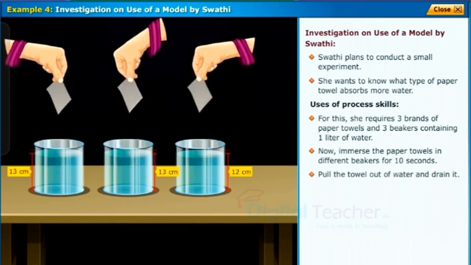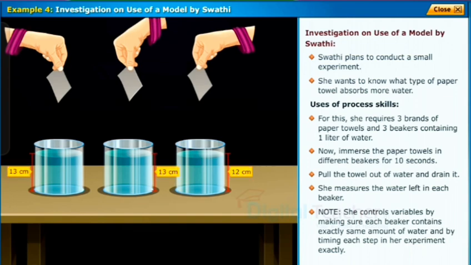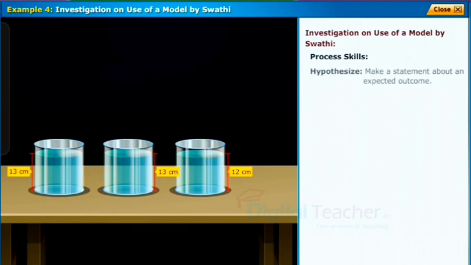Pull the towel out of the water and drain it. She measures the water left in each beaker. Note: she controls variables by making sure each beaker contains exactly the same amount of water and by timing each step in her experiment exactly. Process skills.